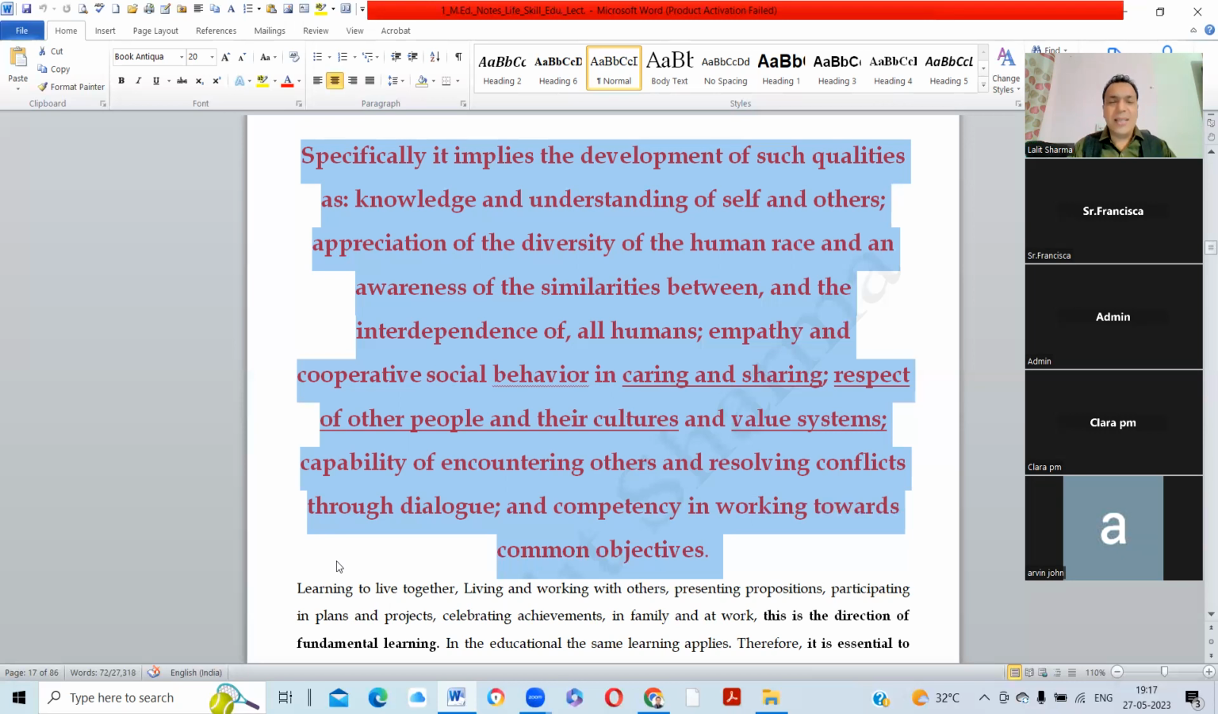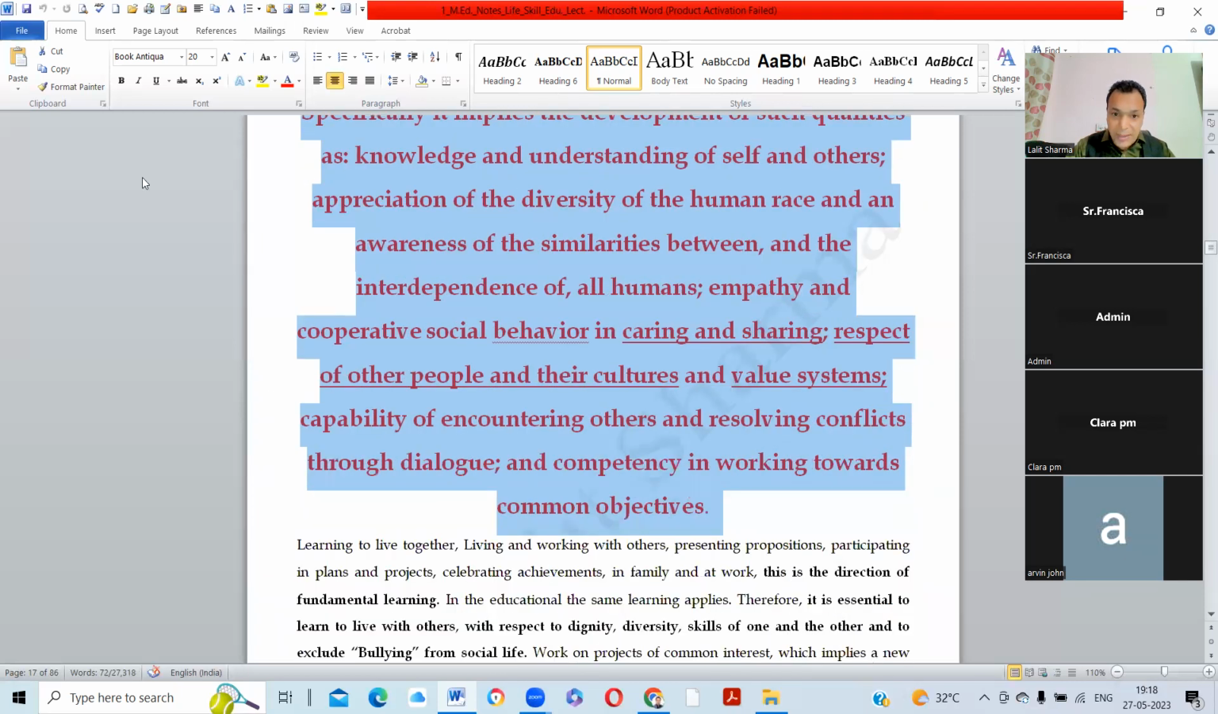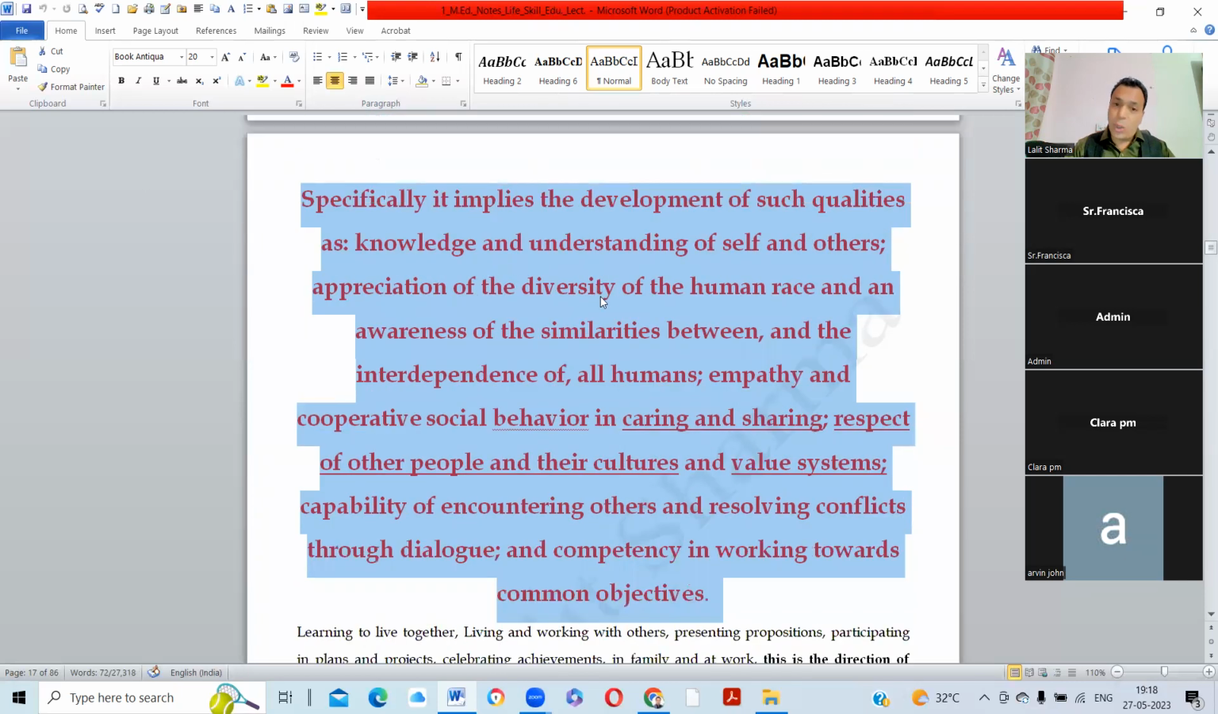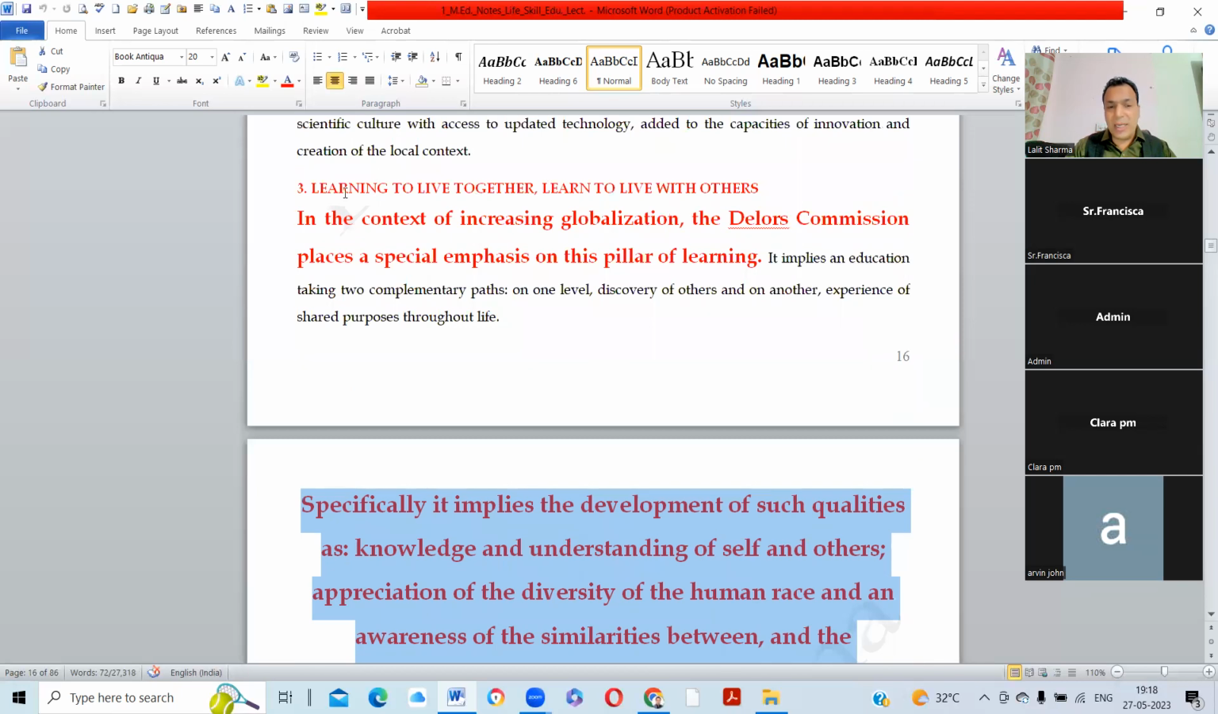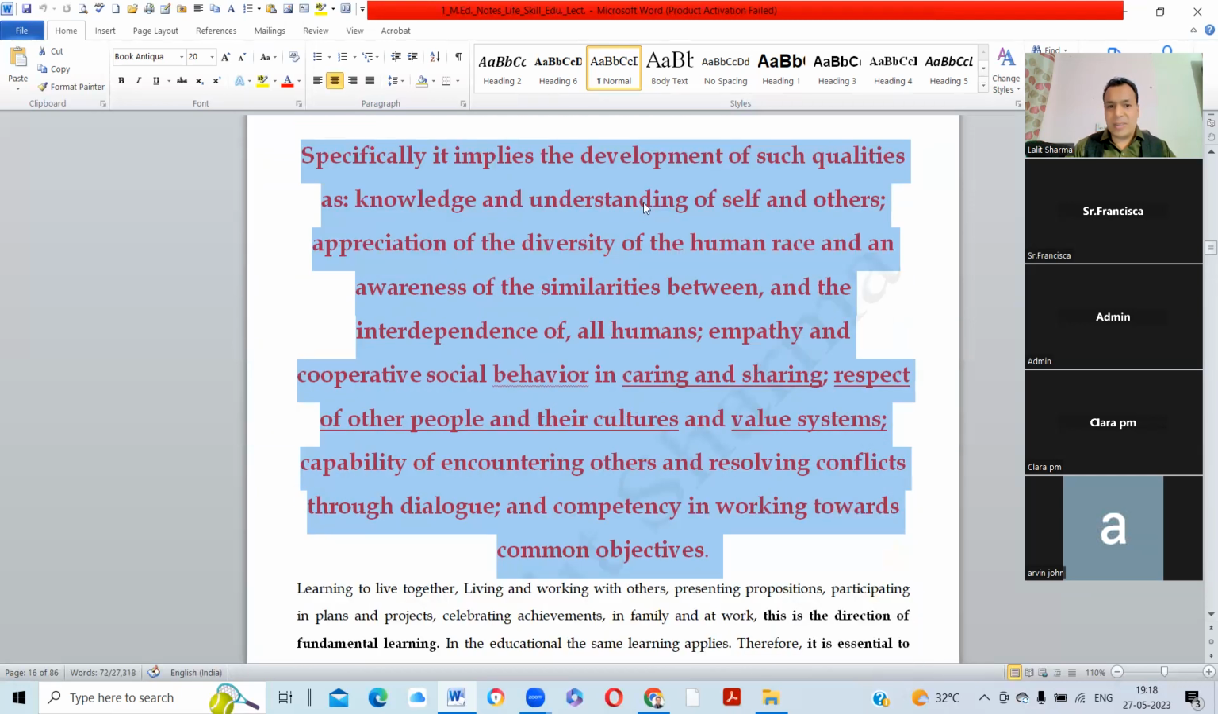This is the reason Indian education is appreciated by all nations. Even NRIs living in America, Canada and abroad think that their children should get their education from India, right? So all these things are learning to live together. If we develop all these things, only then can we achieve the third pillar of education given by the Delors Commission, right?